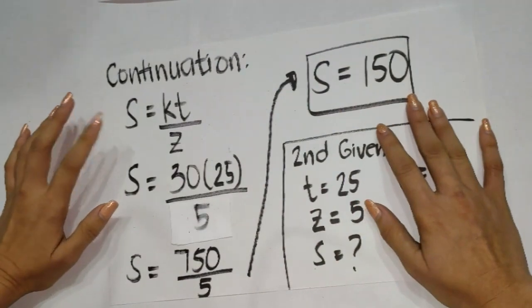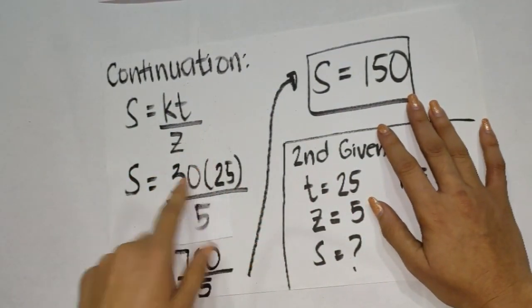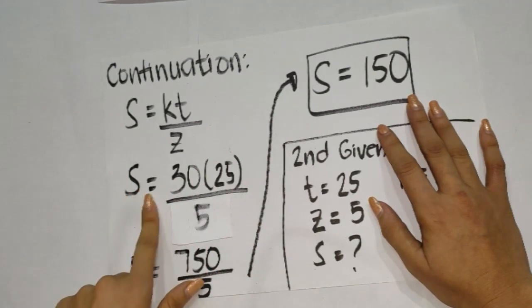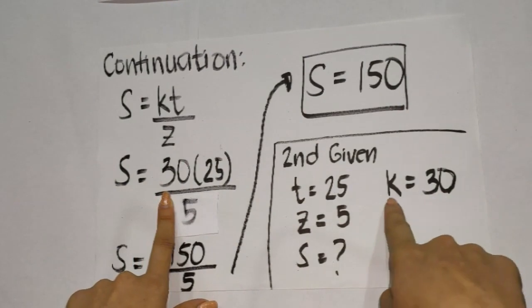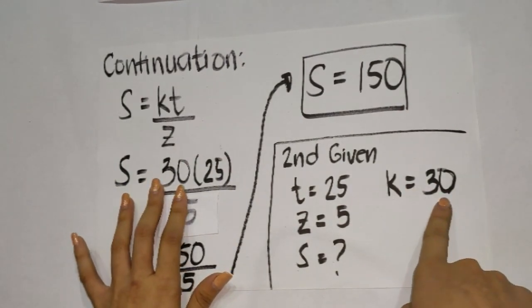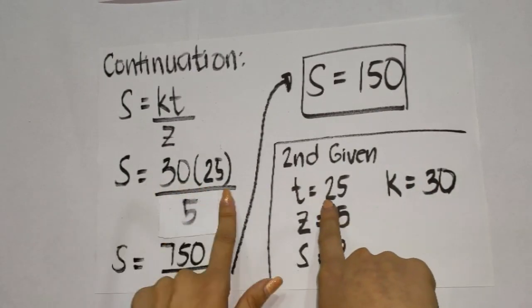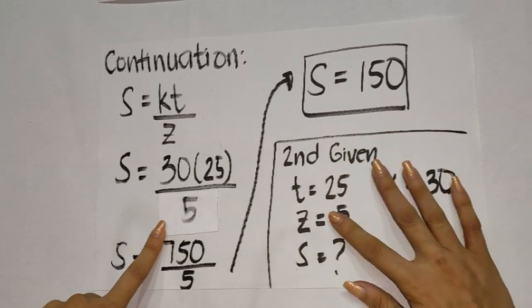So, ang mangyayari, ganito po. Babalik tayo sa original equation, S is equal to KT over Z. So, S ang nawawala is equal to 30. Ito yung ating second given. So, nakuha natin kanina si K. Yung value ni K ay 30. So, isa-substitute lang natin siya dito. Then, ang value ni T ay 25. At ang value ni Z ay 5. So, yan po yung sa pangalawa.